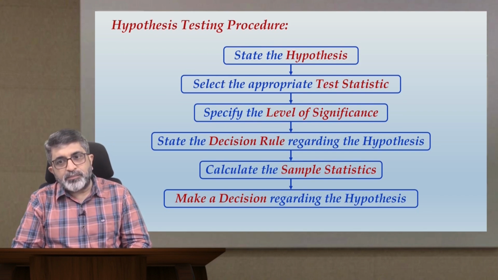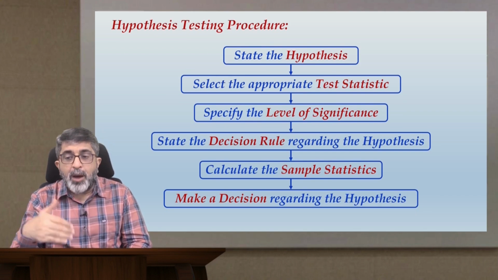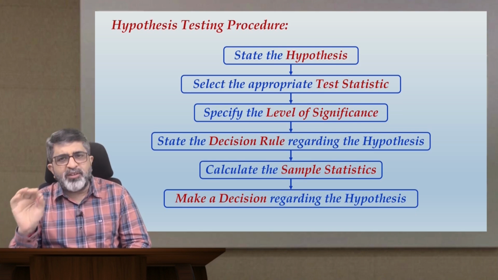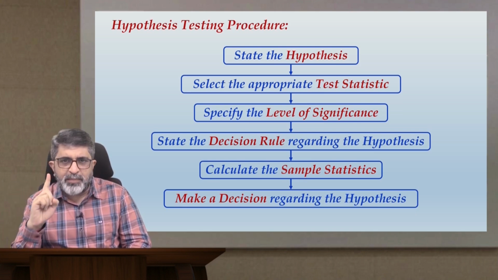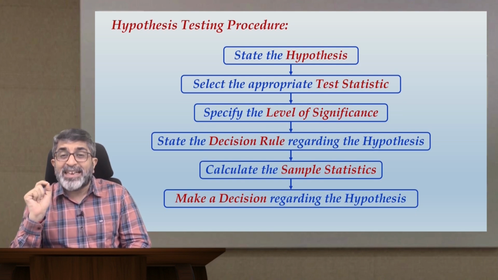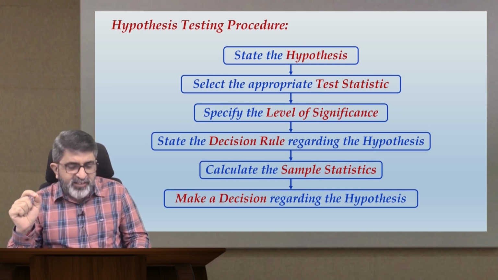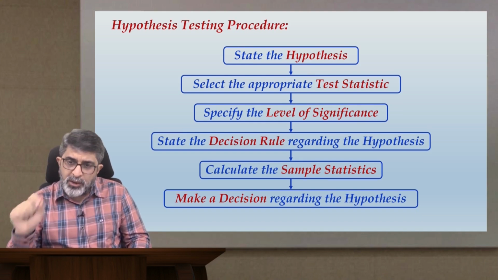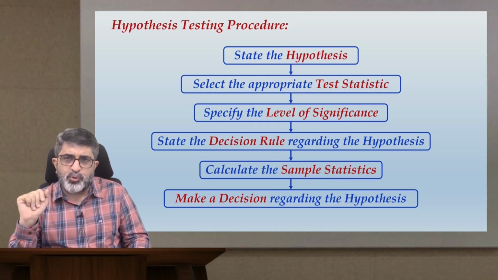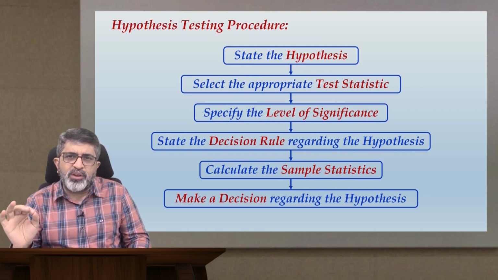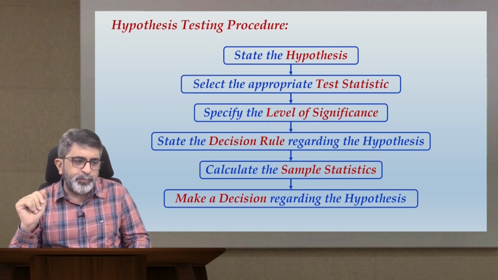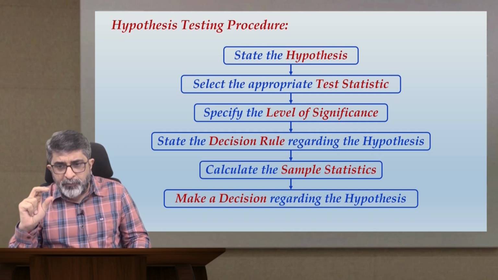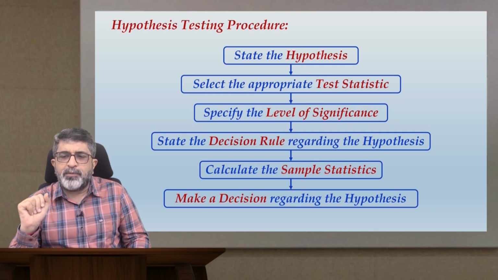Right now, if you ask me the appropriate test statistic, we have observed only one test statistic so far, that is Z. Only the Z statistic is what we have observed so far. And because we are following the standard normal distribution, we continue to do the same thing in this class as well. So what I am going to do is bring you the flavor of the fifth and sixth step.